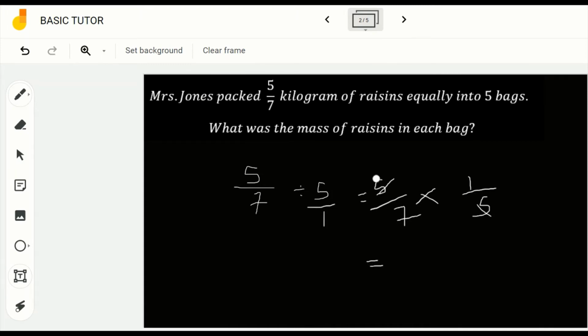Here is 5, here is 1, and 5 into 5 is 1. So 1 times 1 is 1 over 7 times 1 is 7. So this is the mass of raisins in each bag. So 1/7 kilogram of raisins in each bag. This is our final answer.